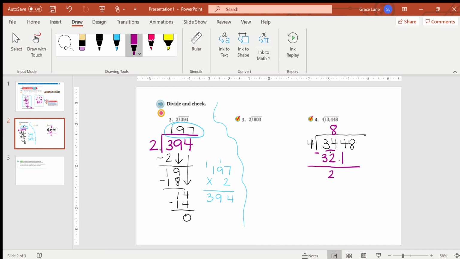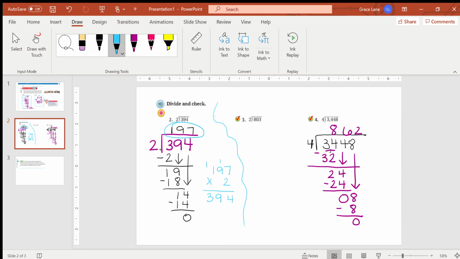Bring down the 4. 24 divided by 4 is 6. 6 times 4 is 24. Finally, bring down the 8. 8 divided by 4 is just 2, because 2 times 4 is 8, so you have a remainder of 0.